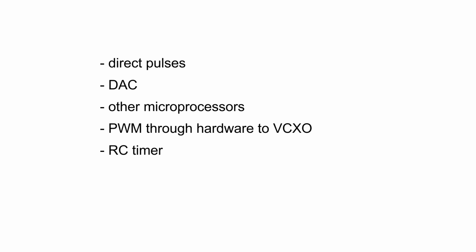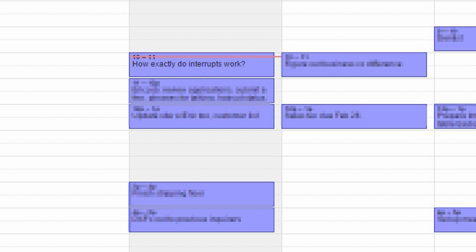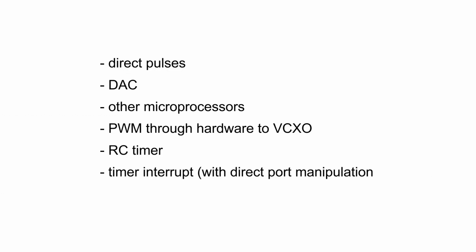I also thought about trying to make some sort of RC timer. So I ran through a lot of different options, but what I eventually settled on was using interrupts. And this was after digging around through different things. I realized that I did not have a good understanding of how interrupts worked. I realized this at night, and I actually put it on my calendar, as you can see right here. So I decided to go with timer interrupts with direct port manipulation.